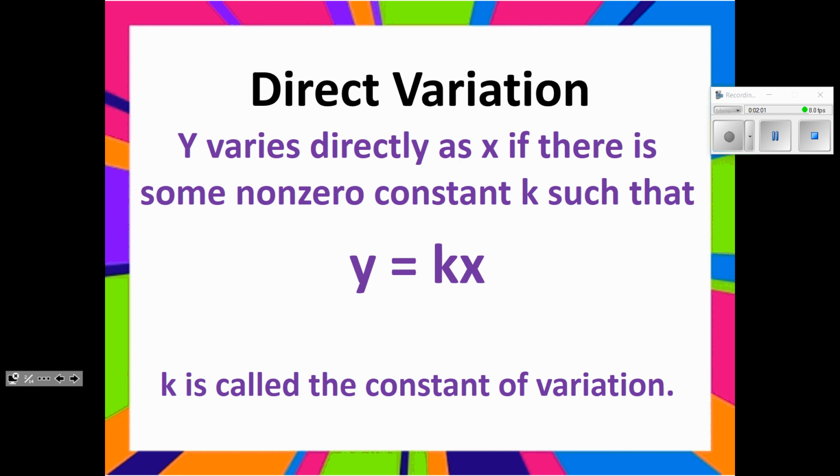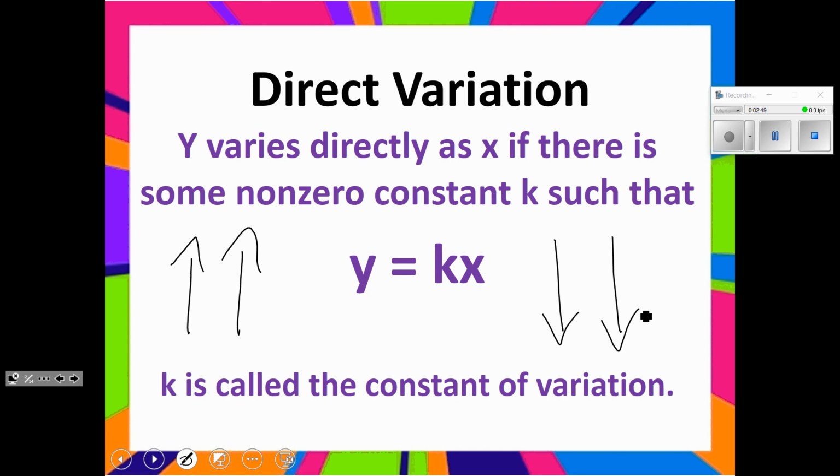Let's compare time studying to your grades. The more you study, what happens to your grades? Grades go up. You can reverse that. The less you study, the less you do homework, grades go down. It's a direct variation. If one goes up, the other goes up. And if one goes down, the other goes down. So if two things vary directly, they follow each other.